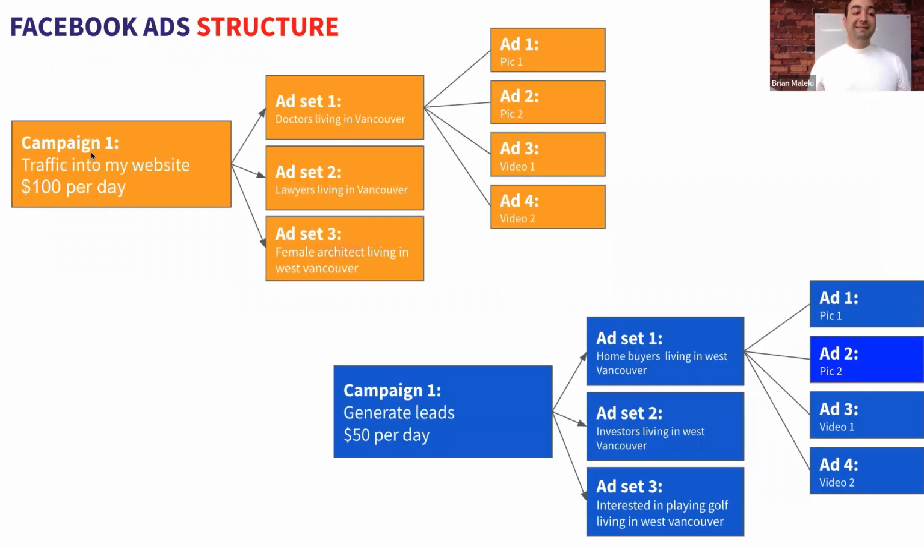For example, let's say for campaign number 1, your objective is to bring traffic to your website, and your budget is $100 per day. You decide to create 3 ad sets. In one ad set, you want to target doctors living in Vancouver. In another, lawyers living in Vancouver. In another, female architects living in Vancouver. You see, in each ad set, I specified the job, city, location, age, everything about my ideal customer, ideal audience. And definitely for doctors, I can show this ad. For lawyers, I can show another ad. For architects, I can show different ads, or the same ads for all of them. You have this control.